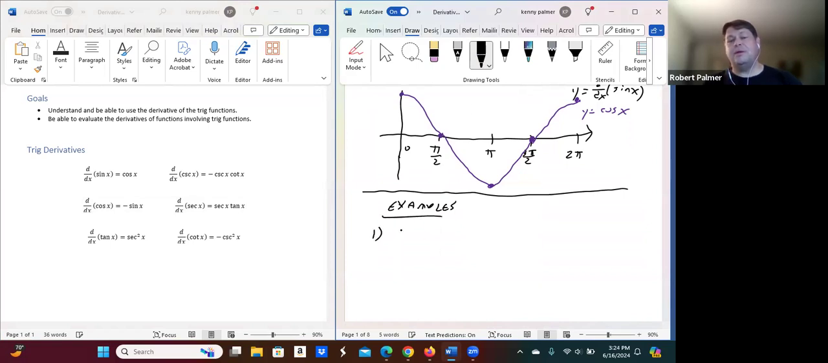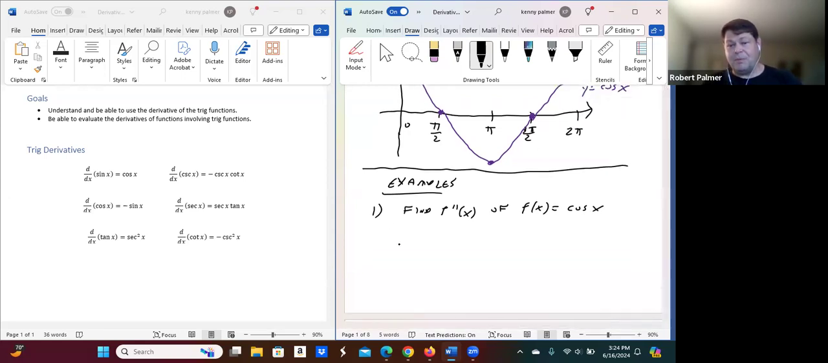Okay, so number one, let's say we want to find the second derivative. One way to write it is f double prime of x, where f of x is, let's say, cosine. So we will practice with this and also practice with recalling what a higher order derivative is. So first, let's do the first derivative. Take the derivative of our function f, and the derivative of cosine is negative sine. Okay, so that's the first derivative.